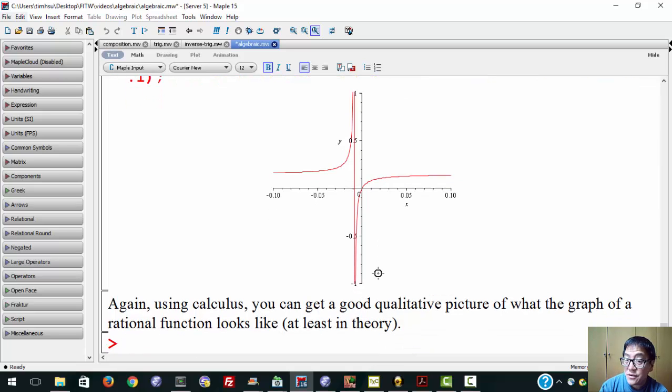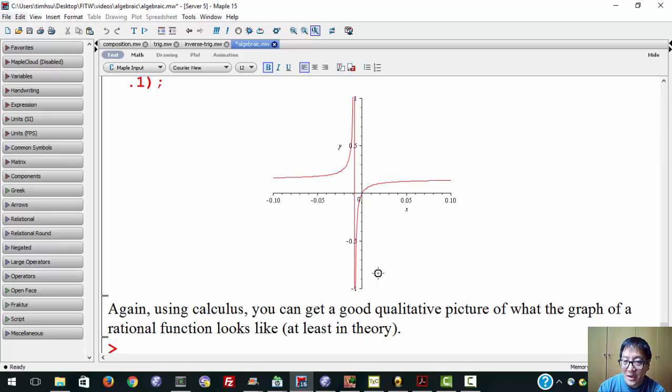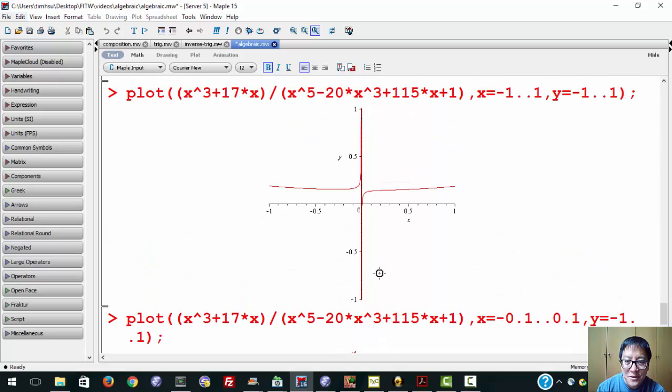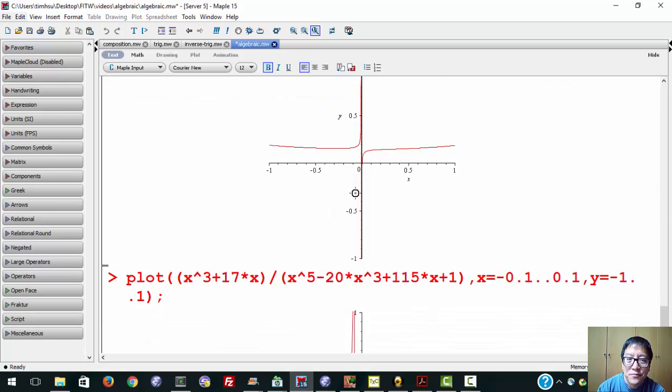So again, using calculus, you can get a very good qualitative picture of what the graph of this rational function looks like, at least in theory, because the calculations are indeed quite gnarly, as people of my generation used to say. But from calculus, for example, you can deduce that there is a valley here. There's actually a bottom here to this graph somewhere.